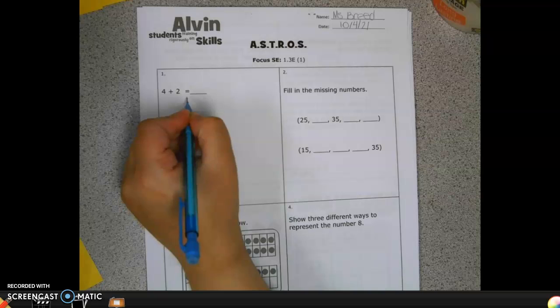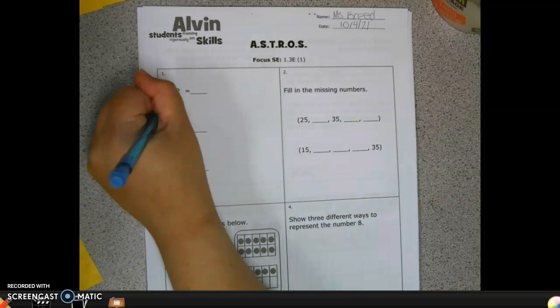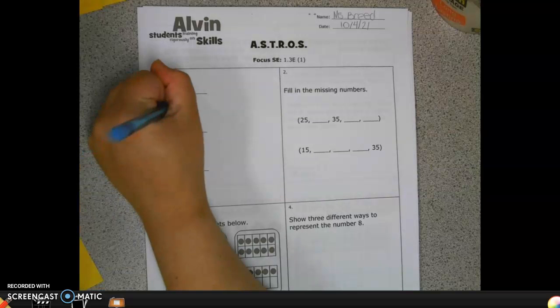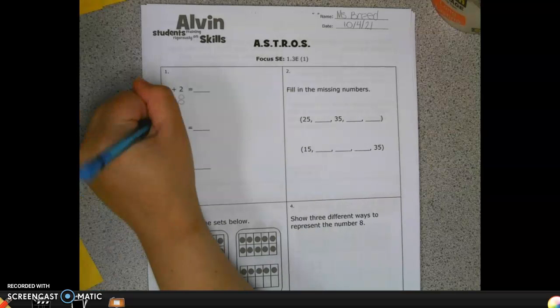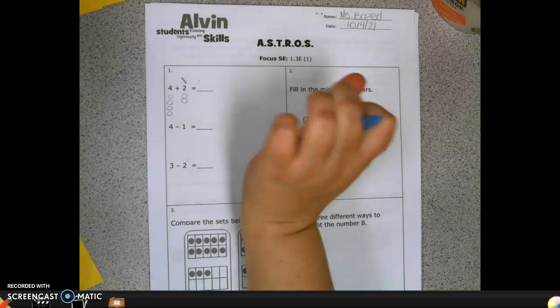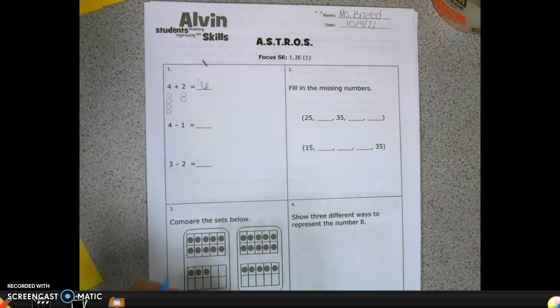4 plus 2 equals something. So what I'm going to do is draw a picture to help support my understanding. I have 4 circles. I add 2 more circles, so I have 4, 5, 6. So I have a total, or a sum, of 6 circles.